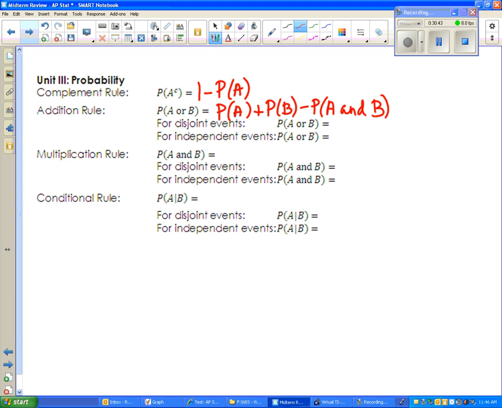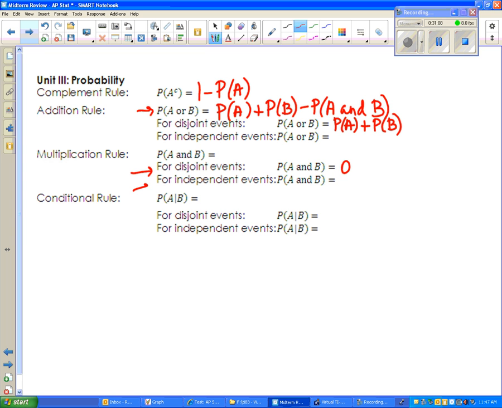If the events are disjoint, so actually that comes down here. For disjoint events, that means there's no overlap. Disjoint and mutually exclusive mean the same thing. There's no overlap. The probability of A and B is 0. So that would change my addition formula to be the probability of A or B is simply the probability of A plus the probability of B minus 0, which I don't really need to put there.